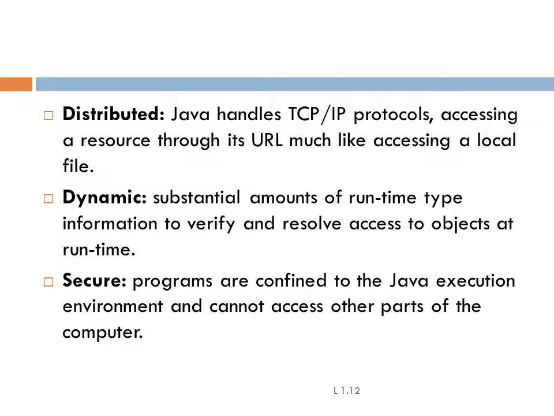Next, dynamic programming. Java is dynamic, so it can resolve which method should be called based on the runtime object. The method that we are going to execute will be identified at the time of execution based on the object type. That's why the Java language is called a dynamic language, and it is also a very secure language.